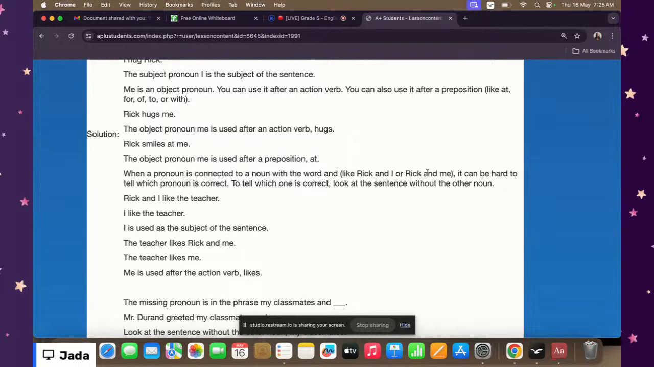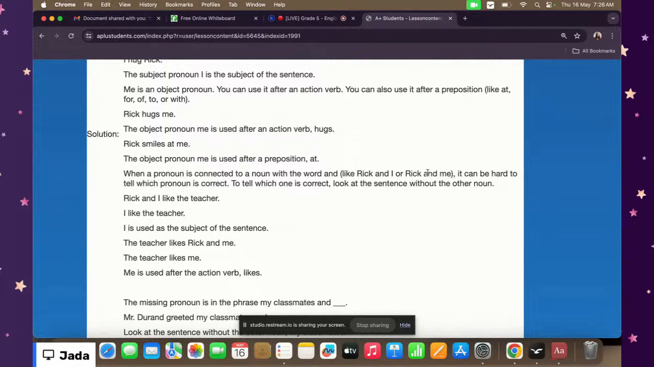Sometimes you have a noun and a pronoun, and they are joined together in the sentence with "and." So "and" is connecting both of them. Sometimes it is very hard to choose, because, for example, you can have "Rick and I like the teacher." So now the object could probably be missing, so you have to choose the right pronoun that is suitable for the sentence.